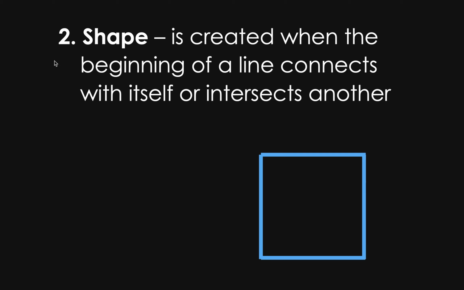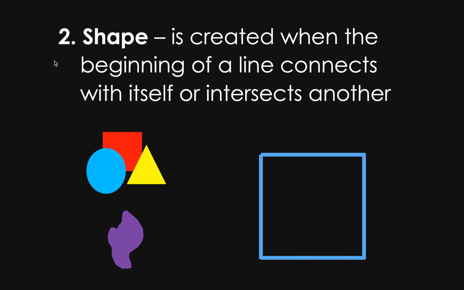Now, shapes can be both geometric or they can be organic. Geometric shapes are man-made and they have names. So circle, square, and triangle. Opposite of that are organic shapes. They're unpredictable. There's no name for them.